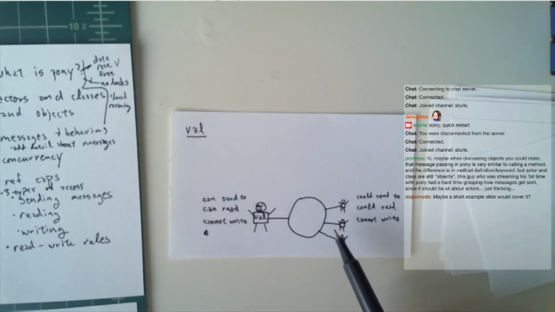And so the nice thing about a val is that we can take a val reference and use that to create another val reference that another actor can use. So we can use this val to pass a reference off to another actor. But again, that other actor will only be able to create a readable reference to that object. So you're sharing the object, but you're sharing a read-only object.